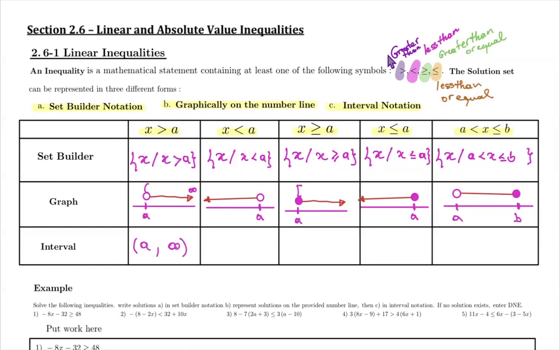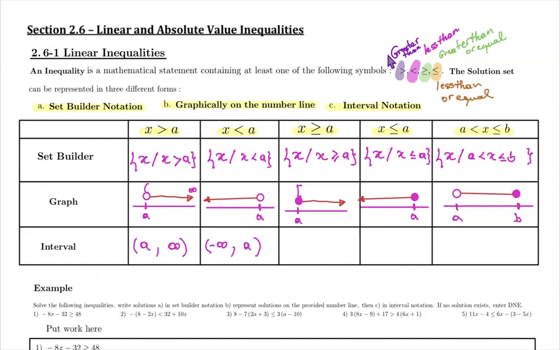And then over here, since you're going to negative infinity, you always read from left to right on the number line. It's going to be negative infinity on the left and positive infinity on the right. If you are going to the left, you're heading to negative infinity. So reading the number line, that's from negative infinity to A with the parenthesis, because A is not included.